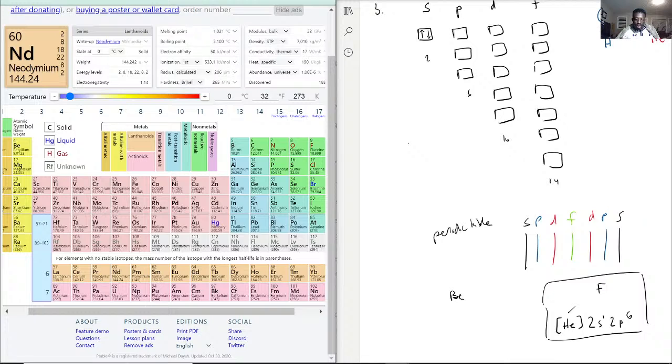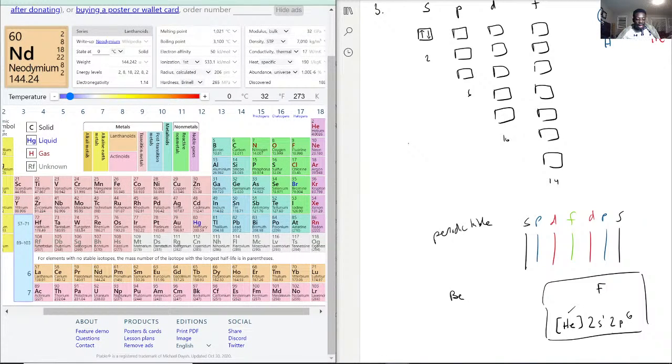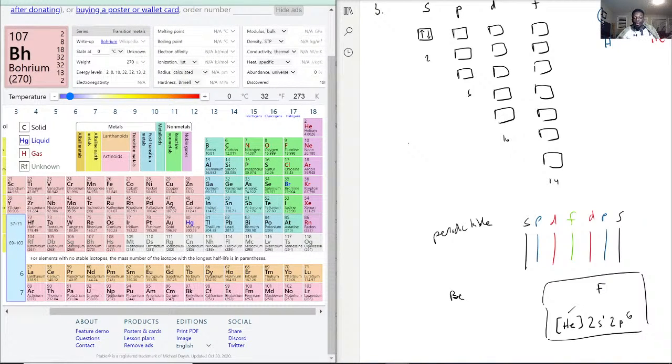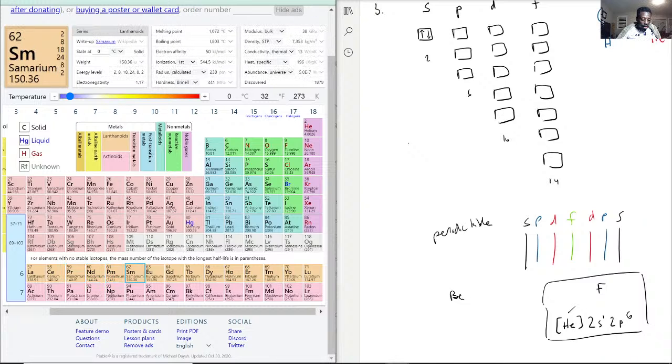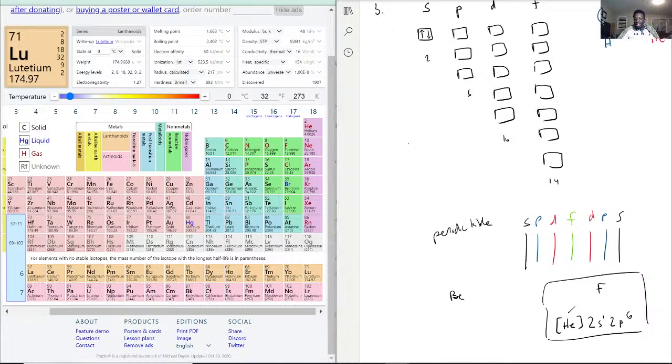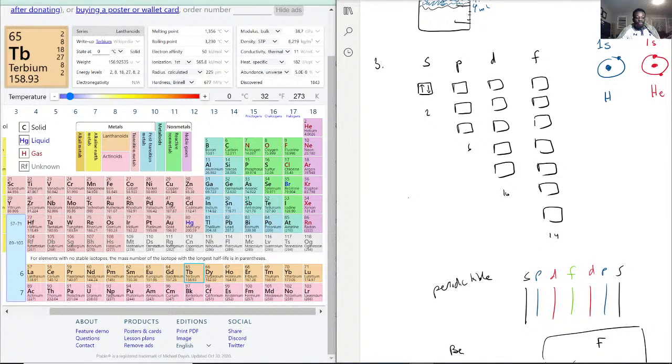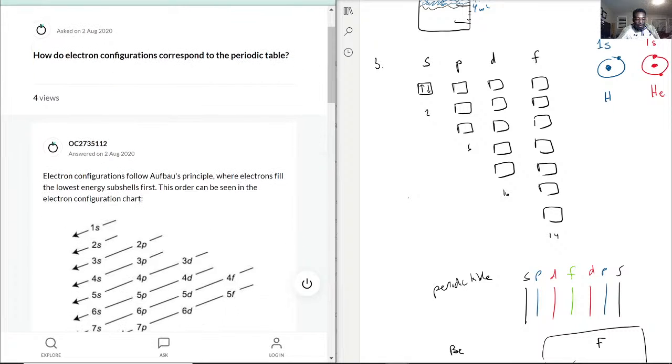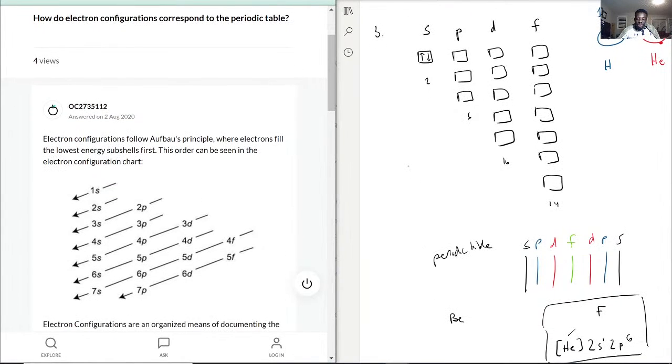D, 10. And you notice that there's actually 5 of them from scandium. 1, 2, 3, 4, 5, 6, 7, 8, 9, 10. Hence why we have 5 boxes here. And if you guessed it, the lanthanum and actinium series, starting after lanthanum, there should be 14 of them. So from cerium to lutetium, it should be 14. So 1, 2, 3, 4, 5, 6, 7, 8, 9, 10, 11, 12, 13, 14. And that is how all of that, in a sense, corresponds to the periodic table. It's quite a long explanation, but this is pretty much the breakdown of it.